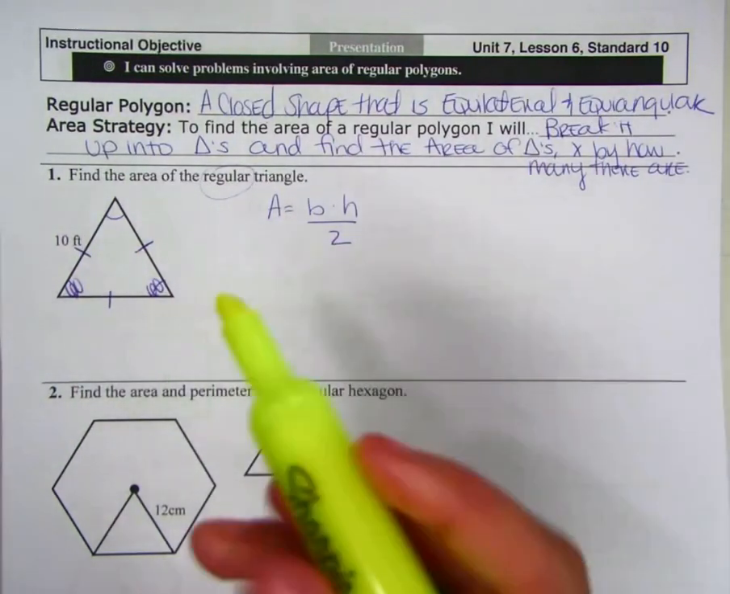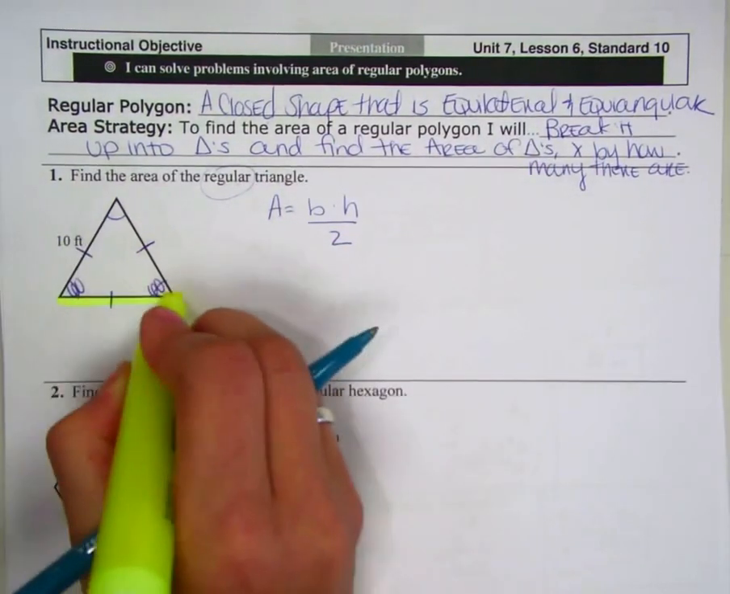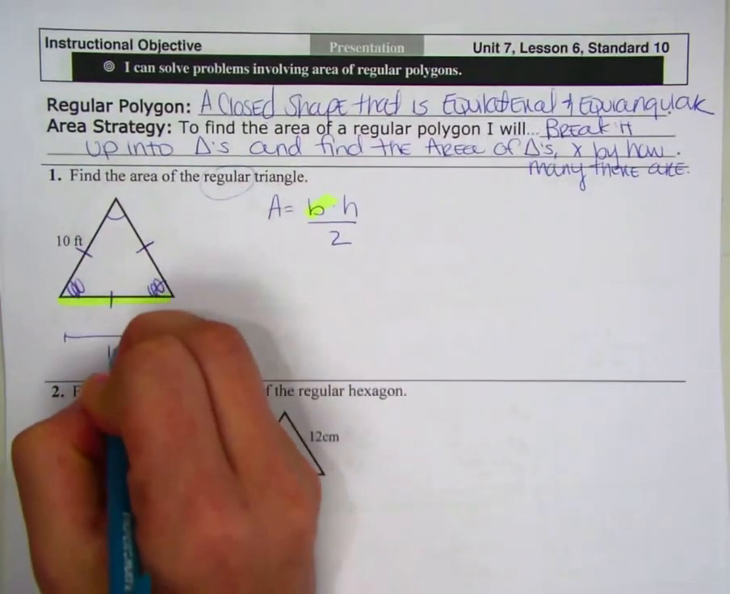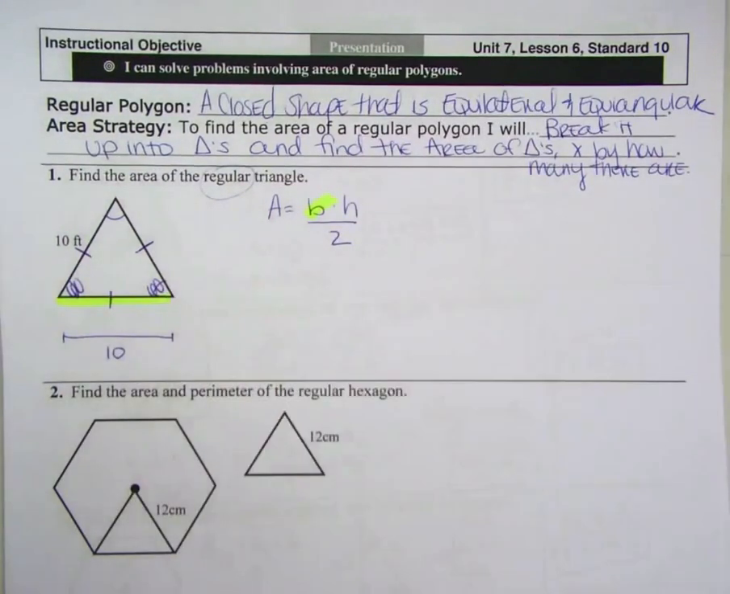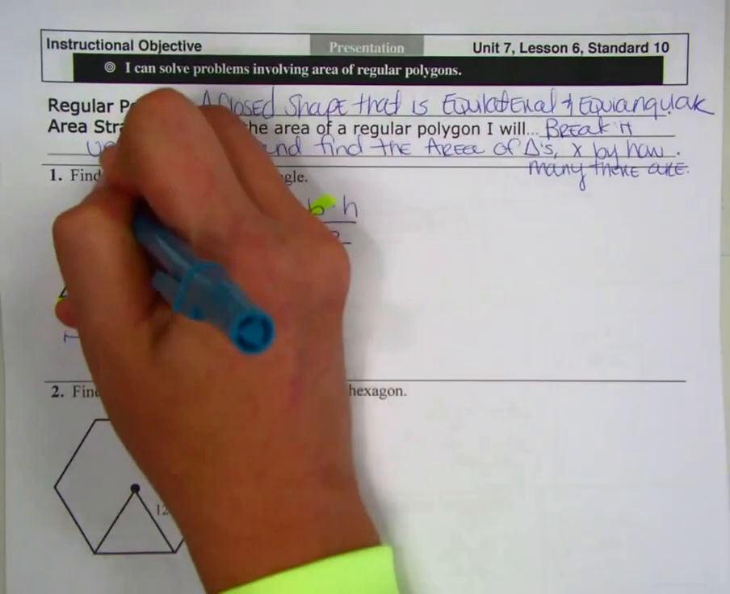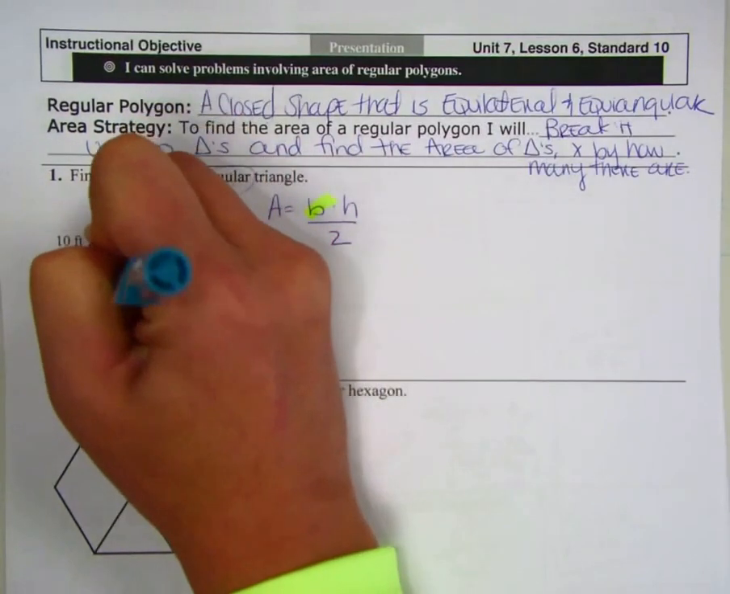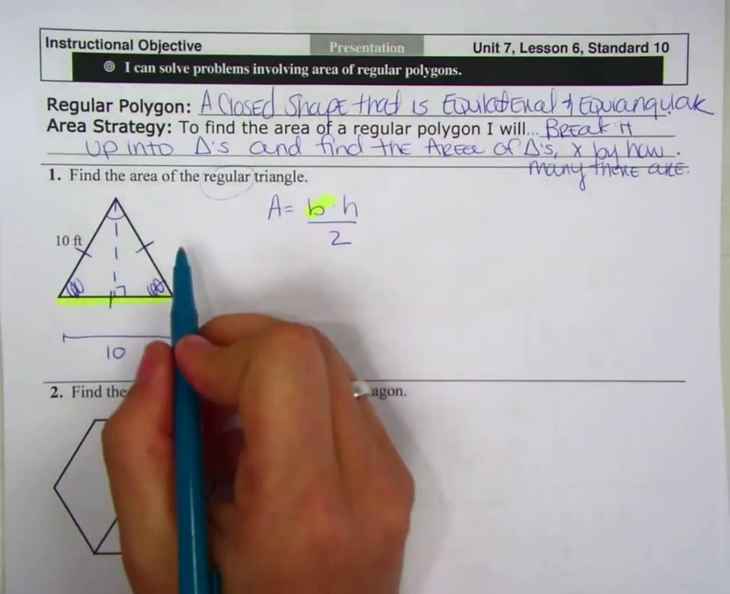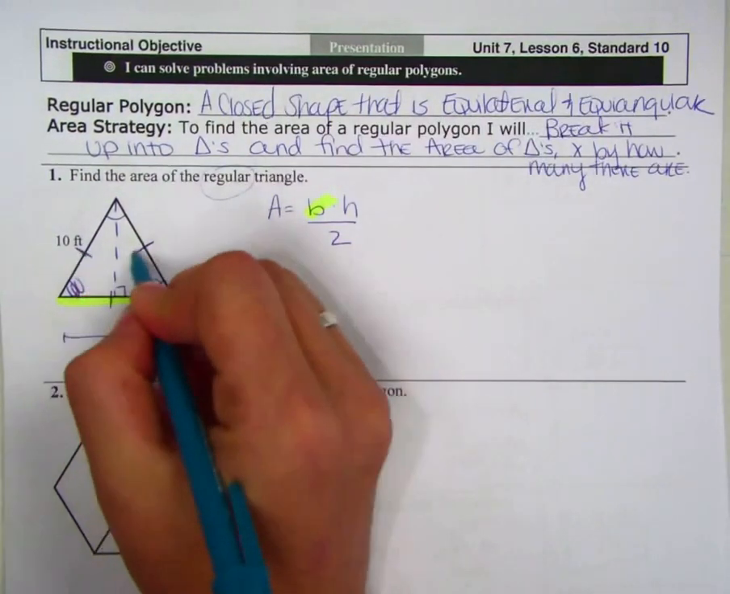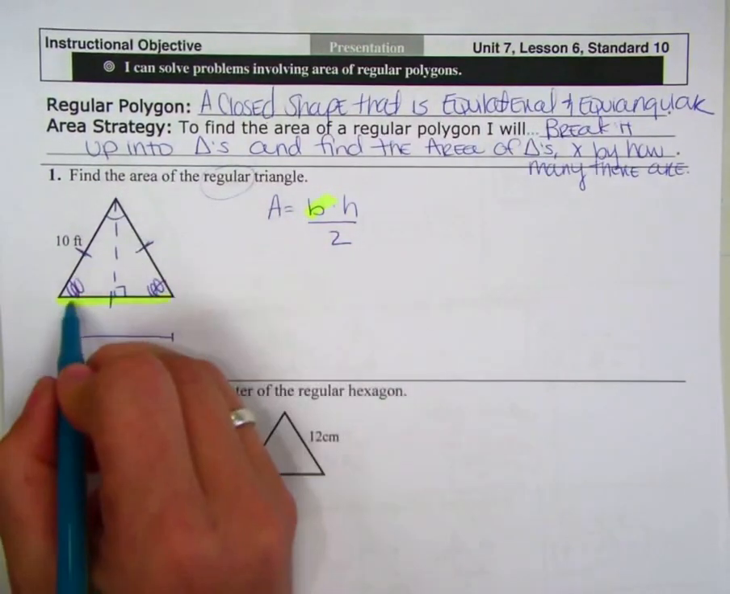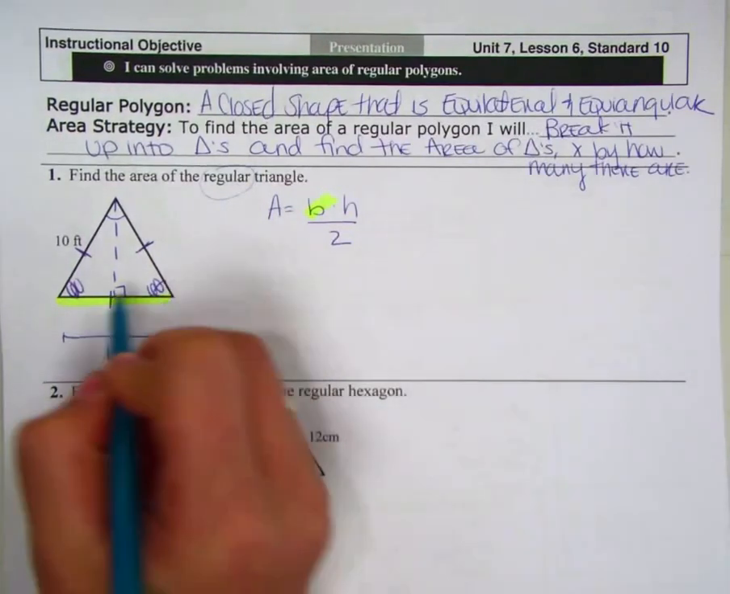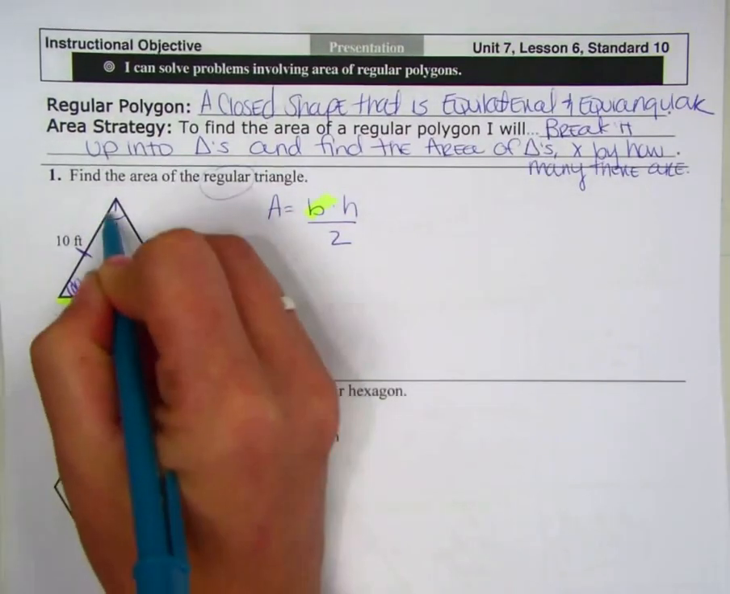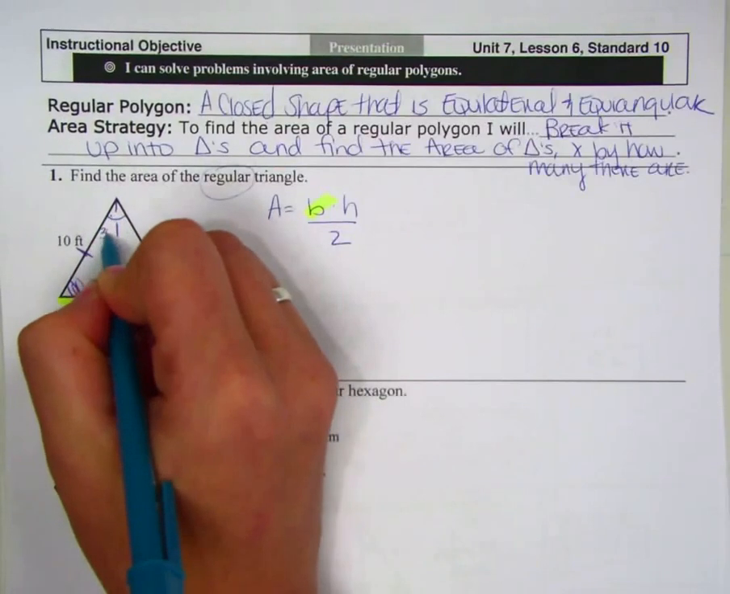The base we know is 10. However, what is our height? We actually don't know at this moment. But I'm going to go ahead and draw this line. And in an equilateral triangle, or technically in an isosceles triangle, this line will bisect this segment, making it 5 and 5. And it also will bisect this angle, making it 30 degrees.